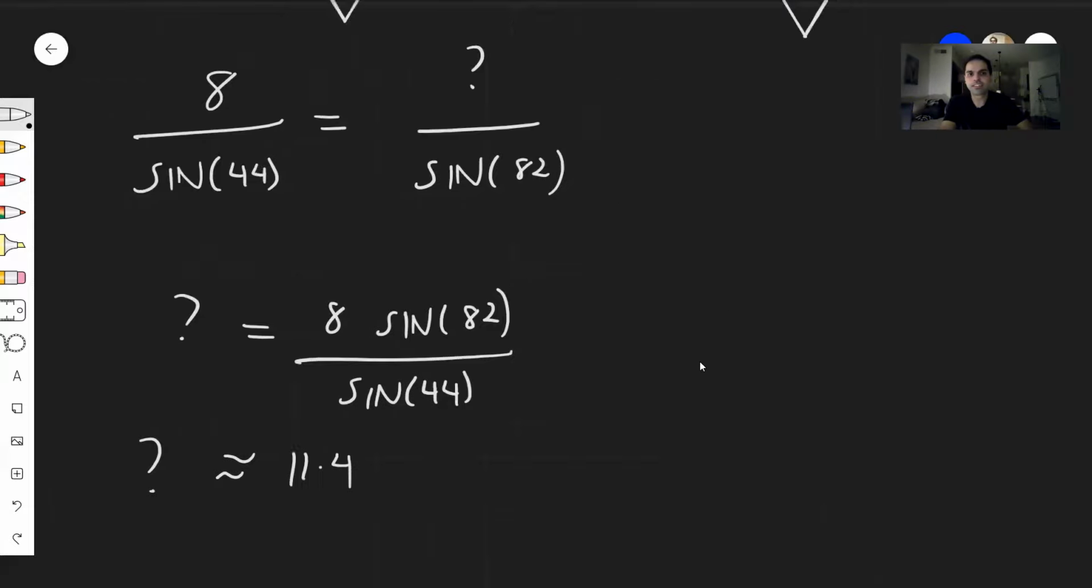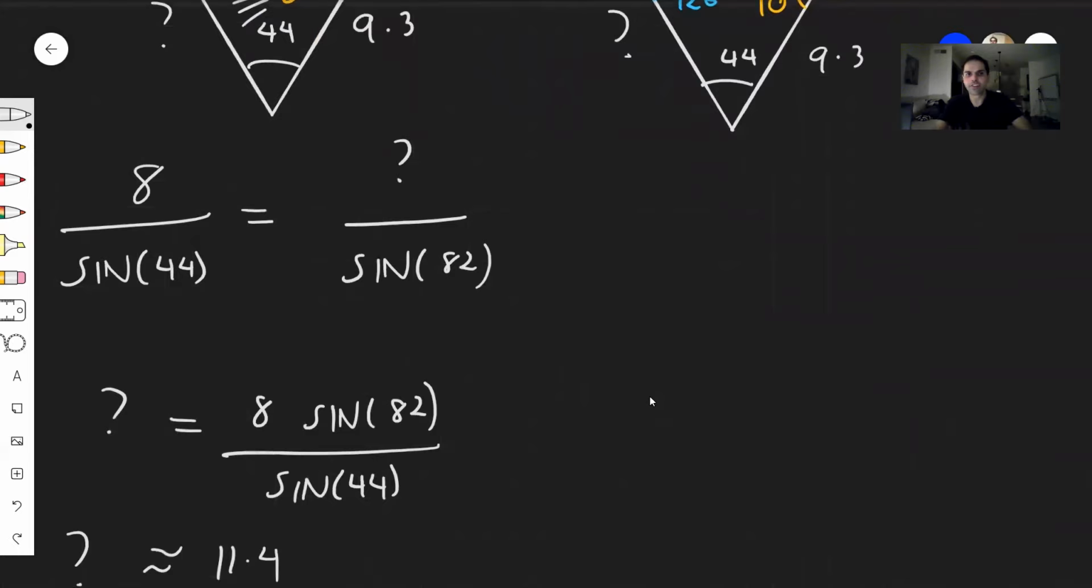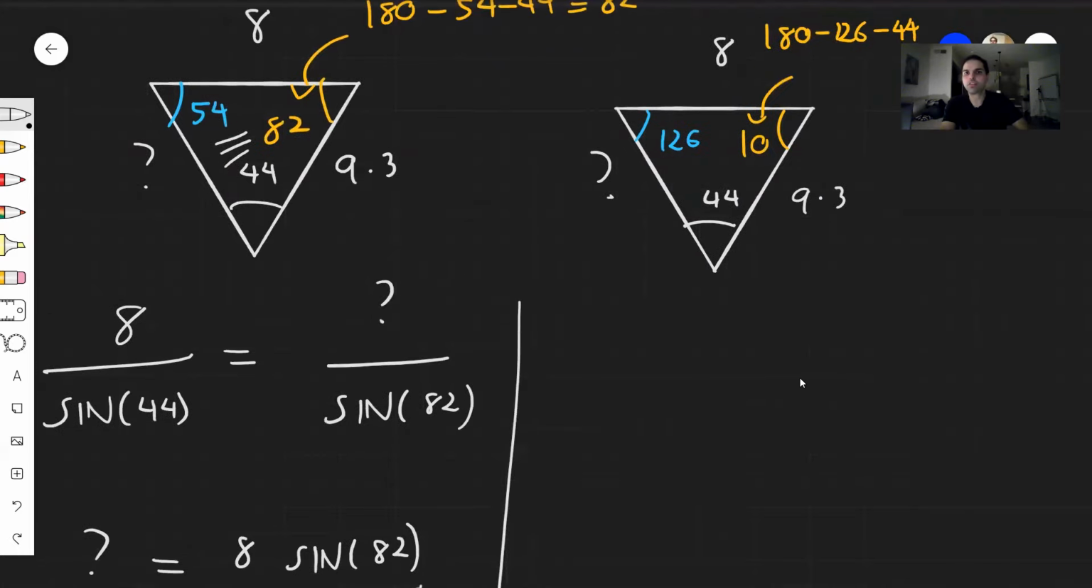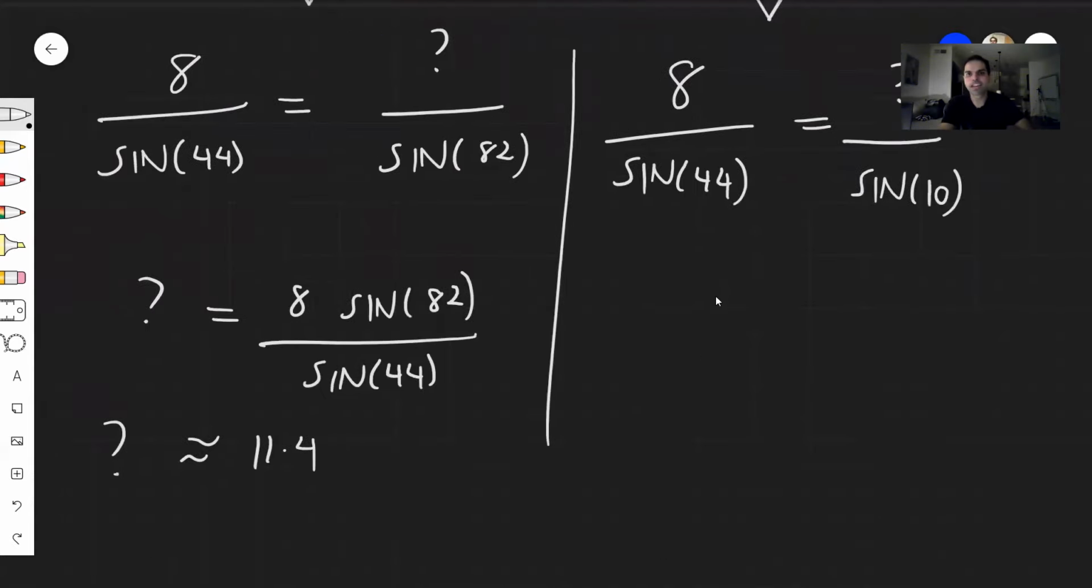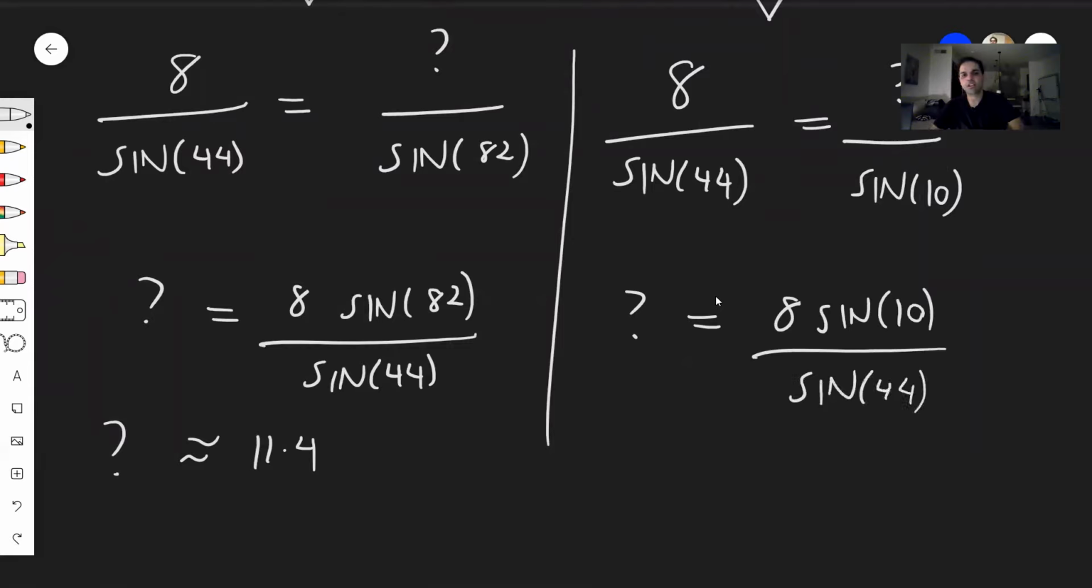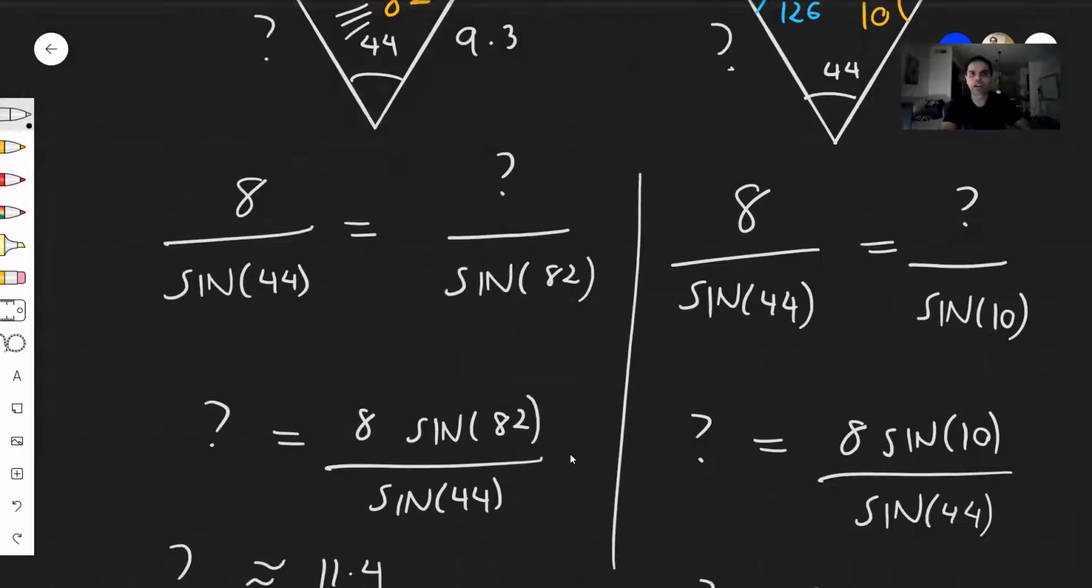Whereas for the other scenario, you do the same thing, but with 10. So 8 over sine of 44 equals question mark over sine of 10. Same spiel as before, so question mark becomes 8 sine of 10 over sine of 44. And that should give you roughly 1.999 something, which in the end gives us the following triangles.